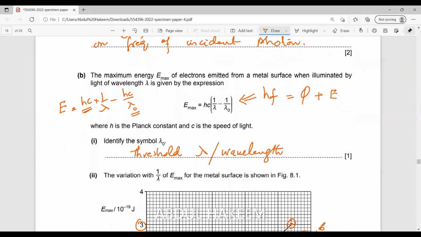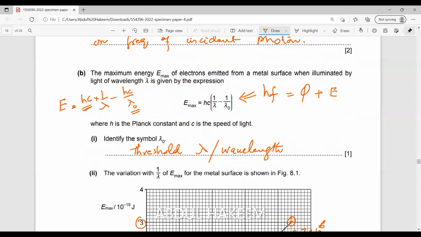And the next is the maximum energy Emax of the electron emitted from the metal surface when illuminated by light of wavelength lambda is given by an expression. Look, this equation can be written as E is equal to hc times 1 over lambda minus hc over lambda naught. So when the graph is plotted between 1 over lambda and E, the hc will be the gradient and this will be the y-intercept. And this equation is derived from the quantum physics equation hf is equal to phi plus the kinetic energy of the electron. Identify the symbol lambda naught. So this is the threshold wavelength.